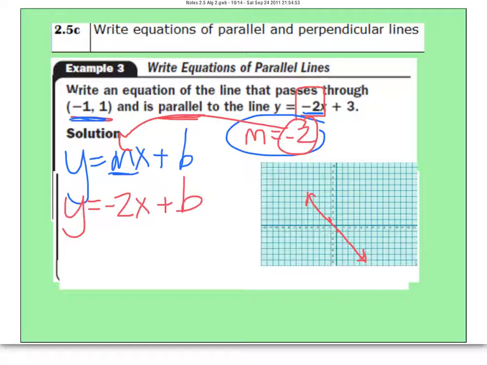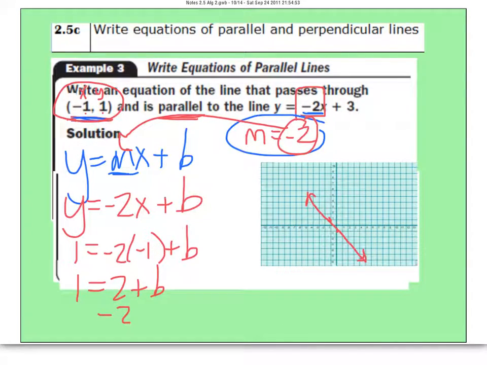The only other thing they've told me is that our new line goes through this ordered pair of (-1, 1), which is just an ordered pair of x's and y's. So I'm going to put 1 in for y and -1 in for x. So 1 for y, -1 for x. That's going to get me b of -1.